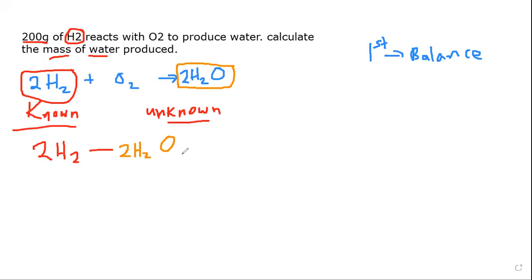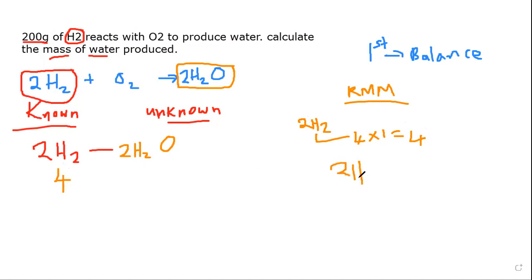What is the next step? The next step is to find the relative molecular mass of each. So find the relative molecular mass of 2H2, which is 4 by 1, giving you 4. Then for water, 2H2O, together with its coefficient, when you do your calculations, it gives you 36. So you're going to have 36 on the other side.